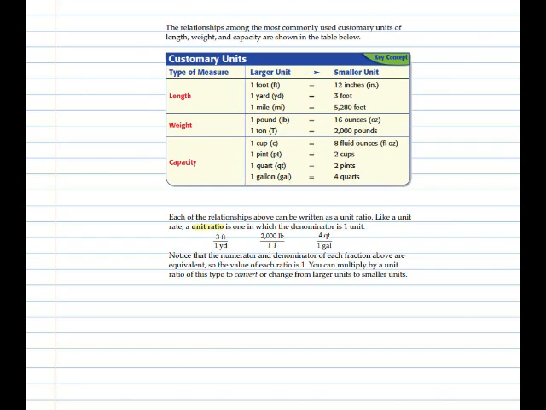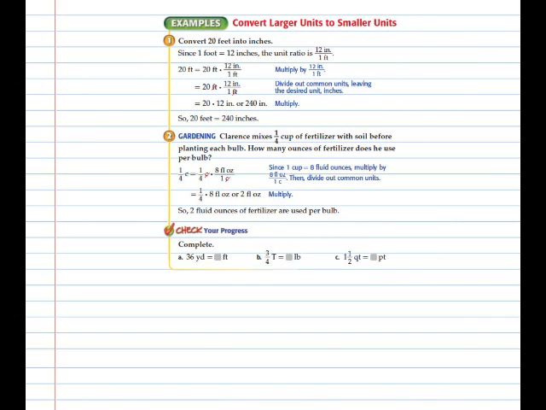You can multiply by a unit ratio of this type to convert or change from larger units to smaller units. In example 1, we're converting feet into inches. Our unit ratio is 12 inches to 1 foot. We multiply 20 feet times 12 over 1. We divide out the common unit. We take 20 times 12, and we get 240 inches. So 20 feet converts to 240 inches.